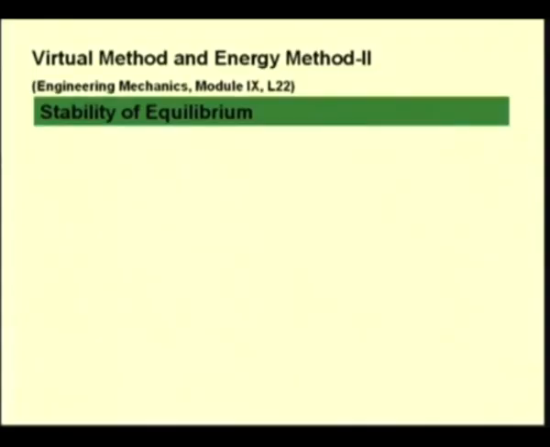Today's lecture we will see a method of analysis for the stability of equilibrium. The potential energy method that we discussed in the last lecture is useful in analyzing the stability of equilibrium of a rigid body or a system of rigid bodies. For your reference, this is lecture number 22 of the engineering mechanics course.